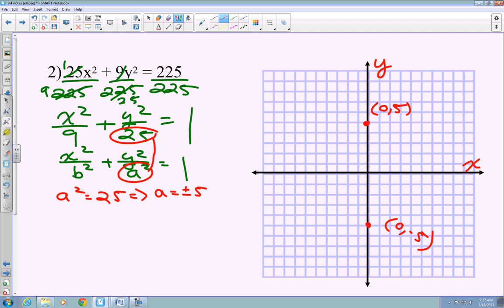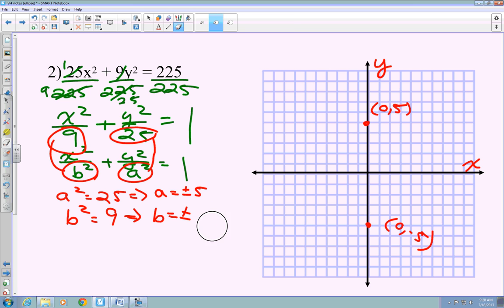So now we need to find the b squared. It's matching, our covertices are on the x-axis this time, just because it's smaller. So I say b squared equals 9. So what does b equal? Plus or minus 3, so it's not 9. Said it right, got it wrong. Okay, so then we're going to count on the x-axis from the center. 1, 2, 3. 1, 2, 3 the other way. And we have enough information to sketch our ellipse.